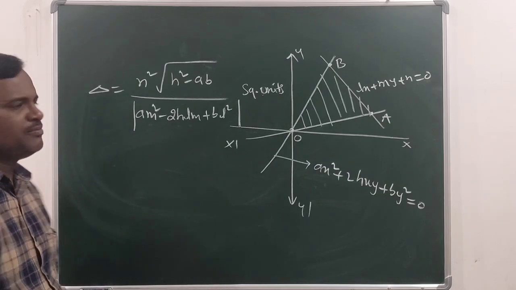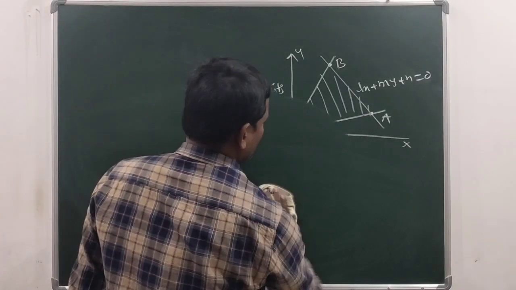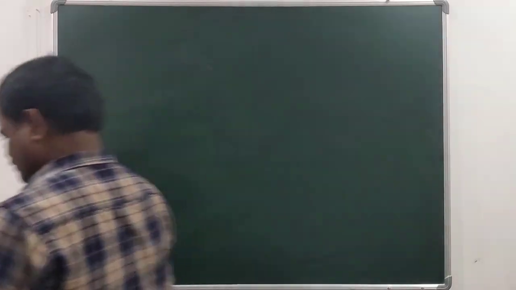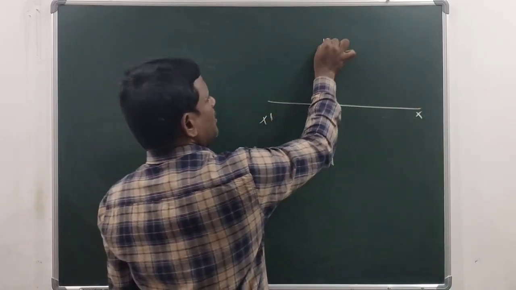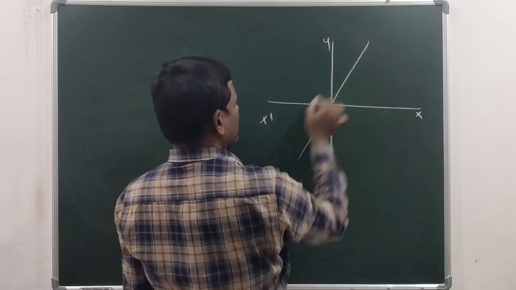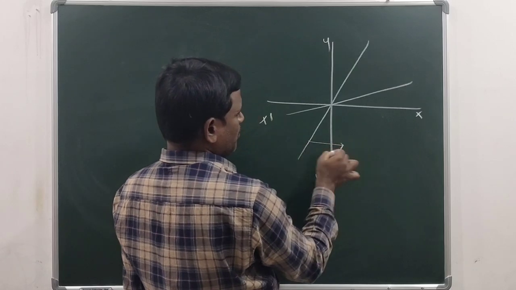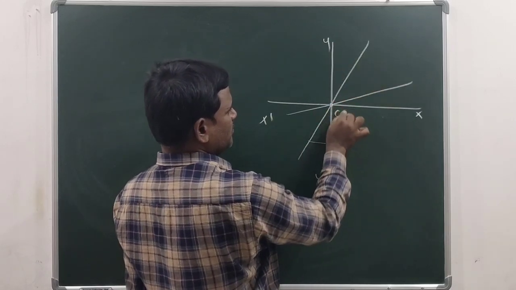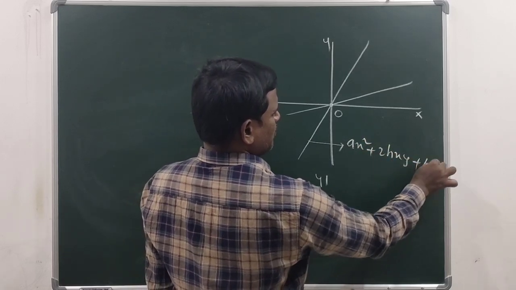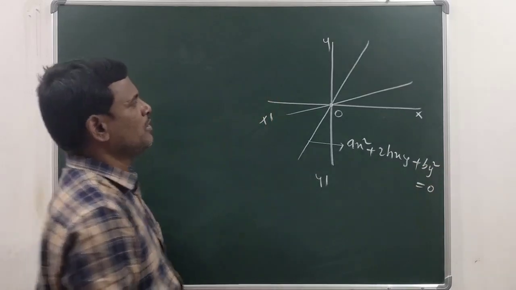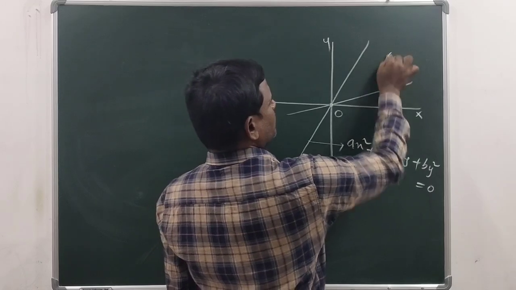I hope you have understood this. Next, let us find the product of perpendiculars drawn from alpha comma beta to the pair of lines represented by ax square plus 2hxy plus by square equal to 0. The combined equation of these two lines is, this is the origin, ax square plus 2hxy plus by square equal to 0. And here there is one point alpha comma beta.